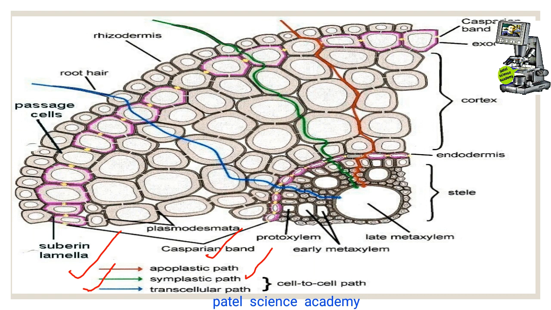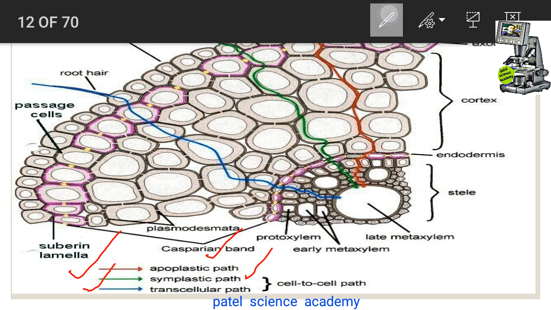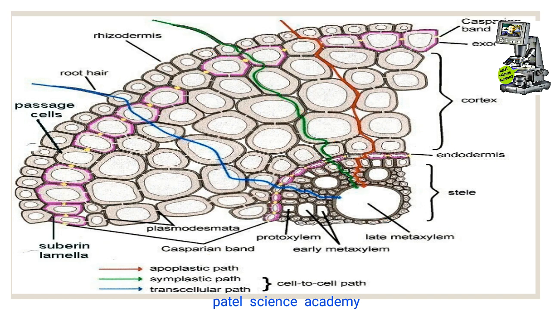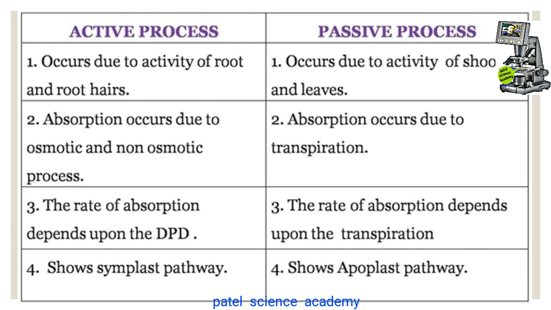While in the symplast pathway, you can see the green arrow. In this pathway, plasmodesmata are present and water is traveling through the plasmodesmata from the outside to the inside, and from here into the next cell. So this type of movement of water molecules is called the symplast pathway. This is about the symplast and apoplast pathways.